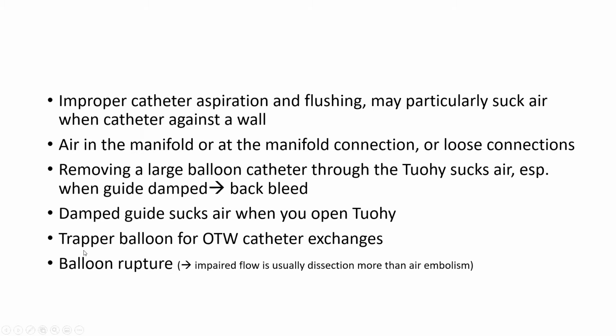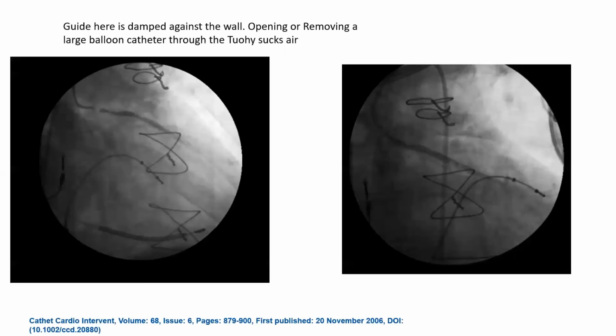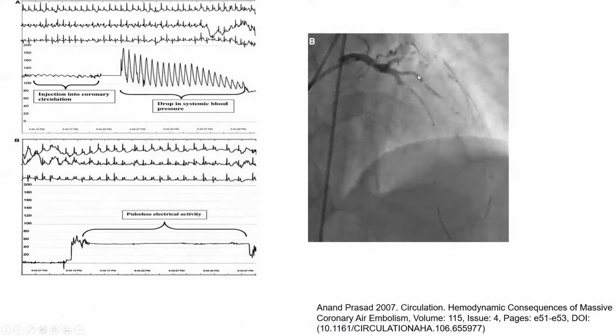Also, balloon rupture. When you inflate a balloon and it ruptures and it's not well prepared, you can have air embolism. But usually, if you have impaired flow after balloon rupture, think more of dissection from the high velocity jet of the balloon rupture, much more than air embolism. I'll show you some cases from the literature.